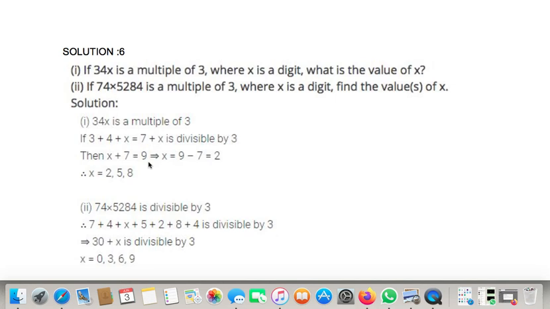What all can we have? If I have x plus 7 as 9, the first number, then 9 minus 7, x comes out 2. So what is the possibility that this x can be? It can be 2. Check 3, 4 and 2. 342. 3 plus 4, 7, 7 plus 2, 9.